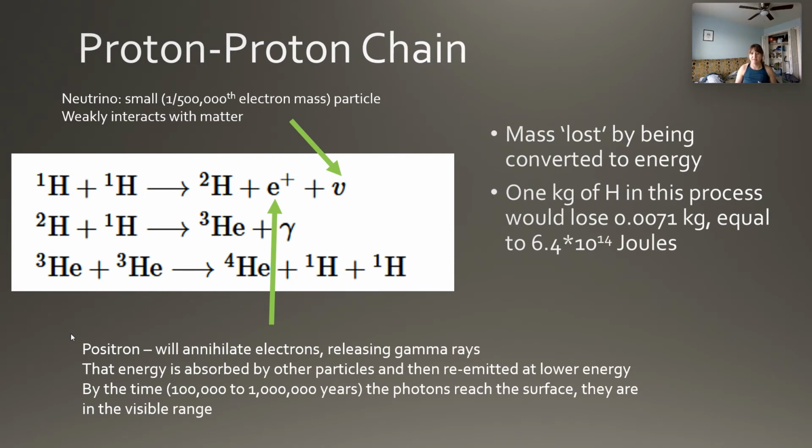So by the time that these photons reach the surface of the sun, it can take 100,000 to 1,000,000 years just because it is so dense in the center of the sun that those gamma rays or X-rays just keep running into things. So they keep being absorbed and then re-emitted. But by the time that they reach the surface of the sun, not all of them, but most of them are in the visible range because that is the most common frequency that our sun emits. Obviously, there's going to be some in the UV range or in the lower range, but the photons do take so long to reach the surface of the sun that they are emitted at a lower frequency.